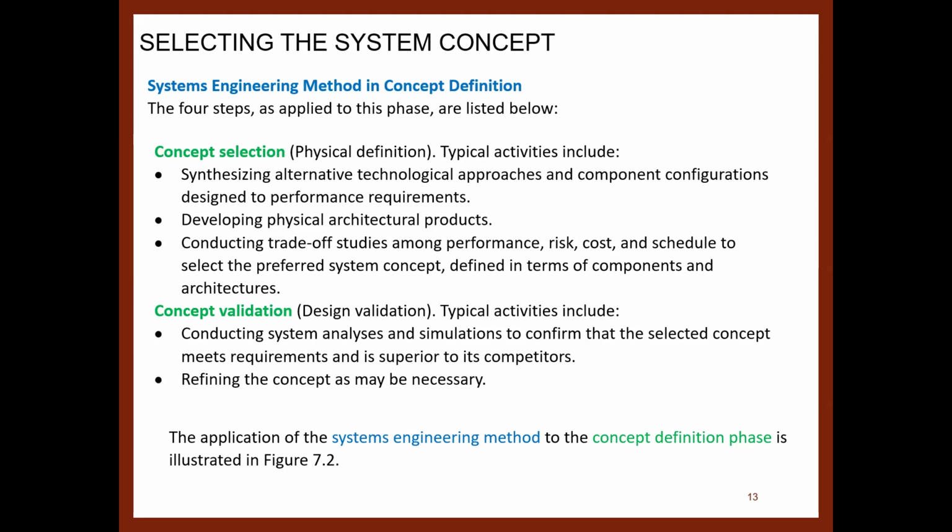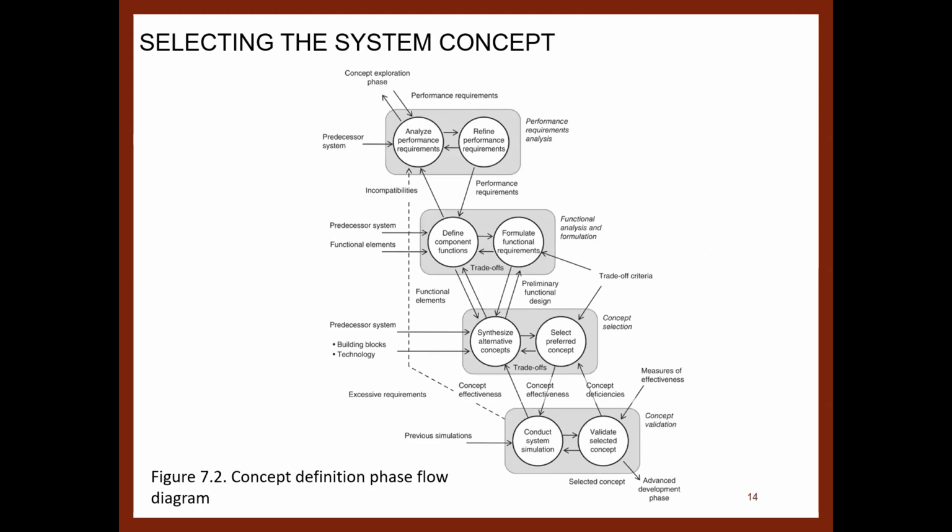We are assuming that we have different concepts. We are performing that trade-off analysis. We're selecting the concept that we think is going to give us the best performance. And then we are validating that concept, maybe using some simulation modeling. The application of this systems engineering method to this phase, concept definition phase, is summarizing, as we did for the other two phases that we had discussed already. This is a summary of the systems engineering method applied to that specific phase.